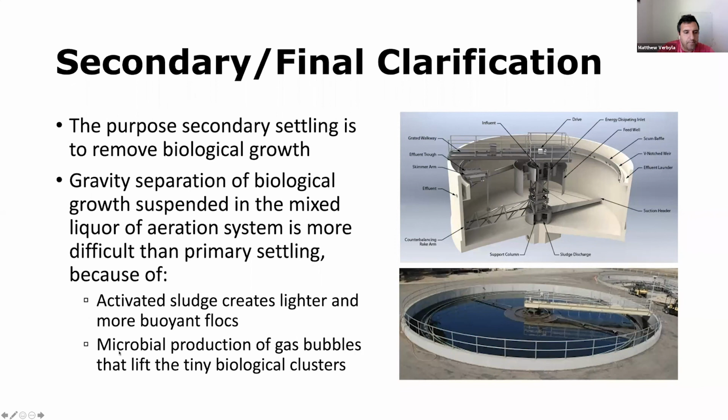All right, another reason that these are tough to remove in secondary clarifiers is that the microbes are producing gas bubbles, CO2, and these gas bubbles can lift the tiny flocs to the surface, kind of preventing them from settling down. But again, a good operator is going to know how to tweak the system in terms of the solids retention time and the return sludge rate versus the waste sludge rate in order to optimize the types of flocs being produced and to get flocs that have good settling properties.